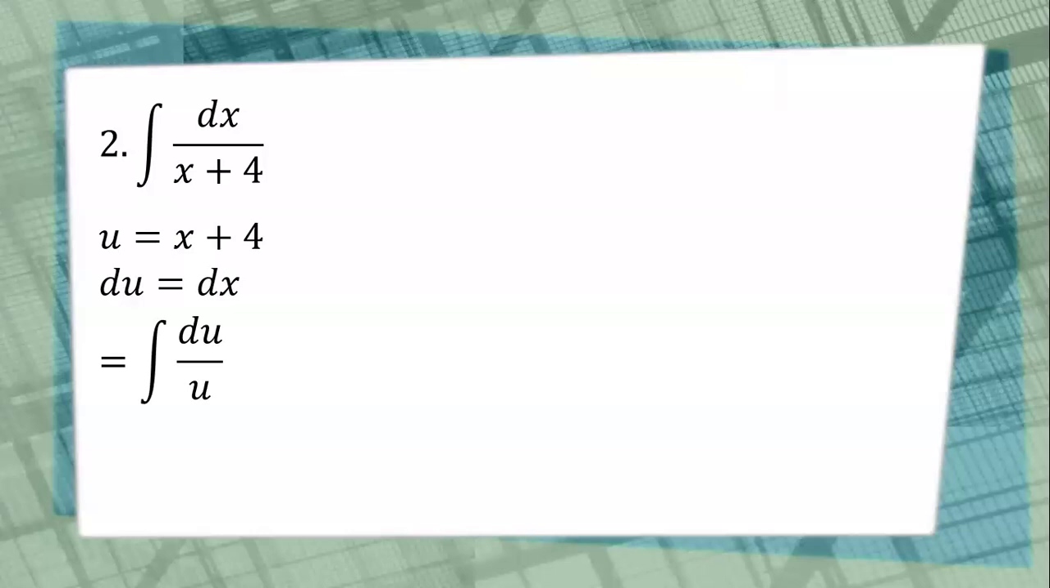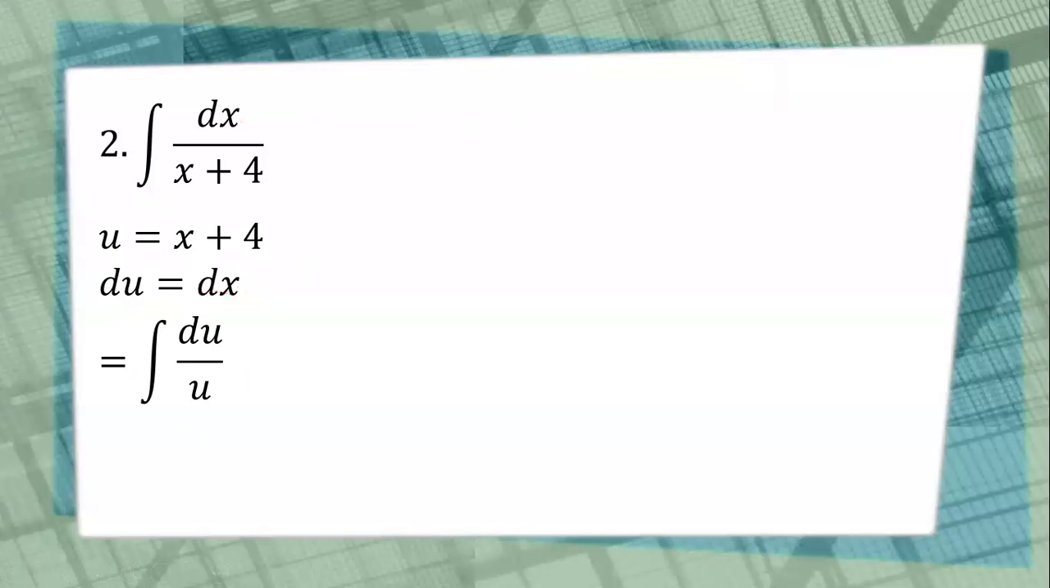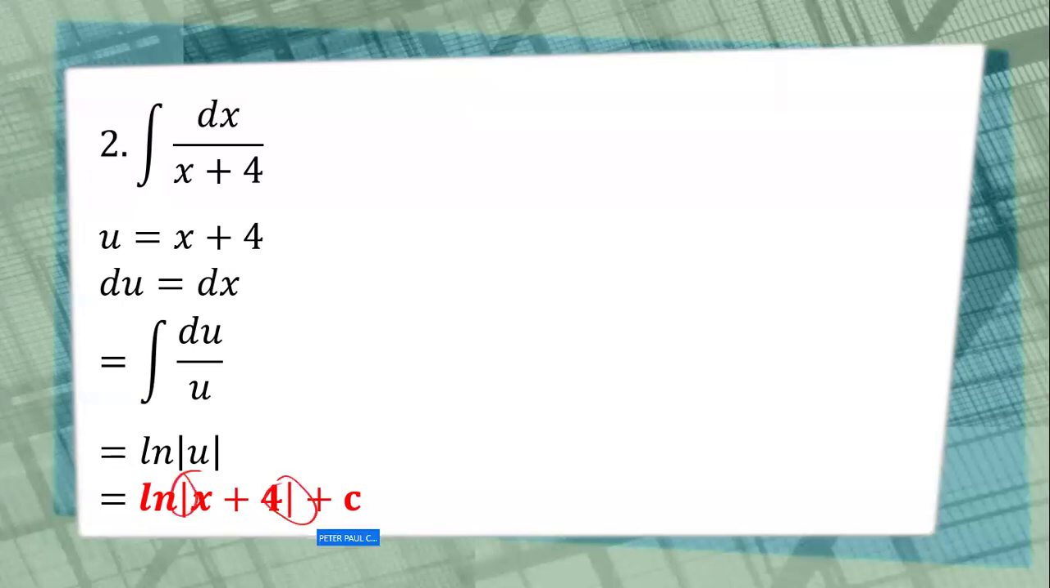Okay, remember this is substitution. That is du. This is du. And this is your u function. That's why we are rewriting it as this one. I hope you understand. Next, we answer this one. So that's an ln, the absolute value of u plus c. But when we replace the value of u, that becomes ln of the absolute value of x plus 4 plus c. So don't forget that we write these absolute values here.